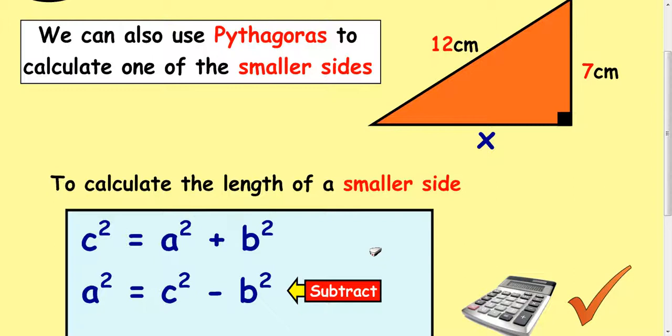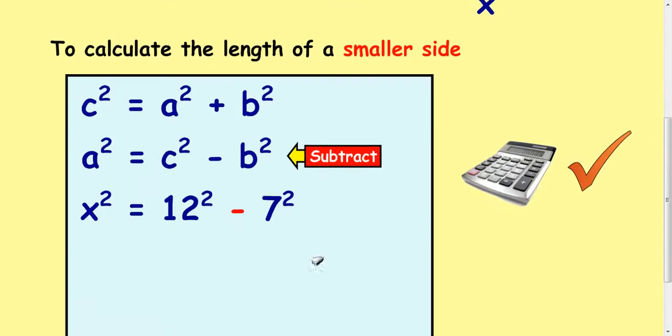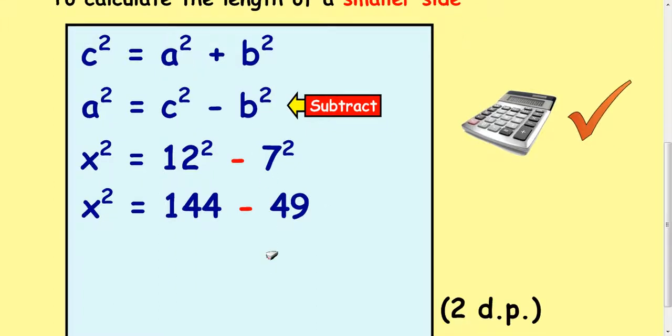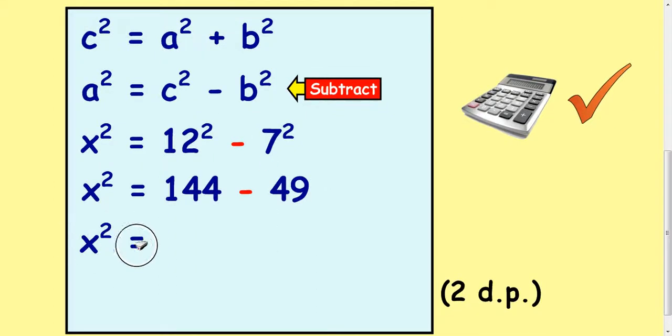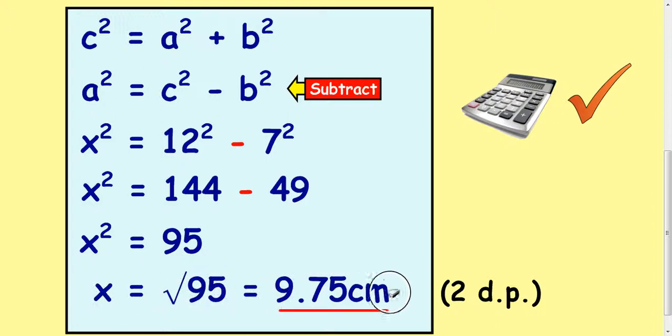So it's a subtract and not an add that you do. The rest is just filling in information. So C is 12 and B is 7 in this case. So A squared, or sorry, x squared in this case, we're going to use x, is 12 squared, take away 7 squared. X squared is equal to 144 take away 49. And then x squared is equal to 95, and then if you just square root that as before, you get an answer of 9.75 to 2 decimal places.